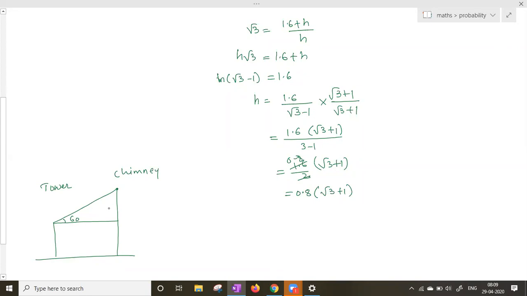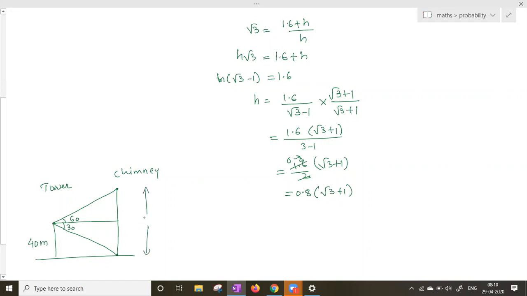Then the angle of depression of foot of chimney from the top of tower is 30 degree. From the top of tower, the angle of depression of foot of chimney is 30 degree. If the height of the tower is 40 meter, so this is 40 meter, find the height of chimney. So height of chimney you have to calculate, so that we will consider as h.